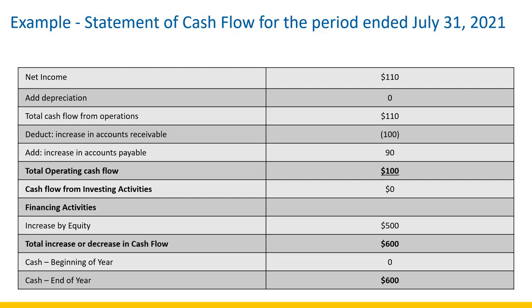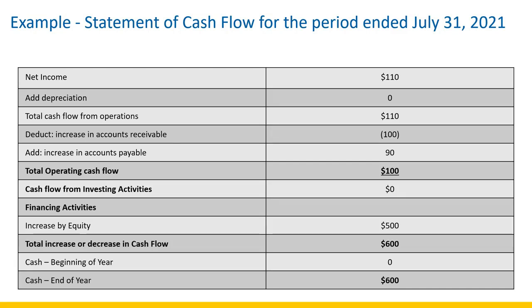I deduct any increase in accounts receivable. Why? Because if my revenue goes up, my accounts receivable goes up, I'm not actually collecting that money yet. I add back my increase in accounts payable because my accounts payable goes up. That means I'm not paying as much of my expenses. So I add that number back. That gives me a total operating cash flow of $100.